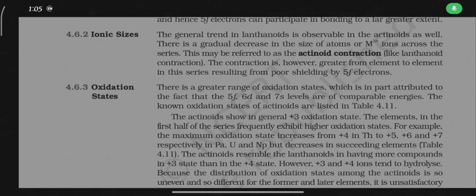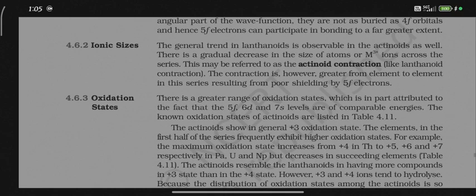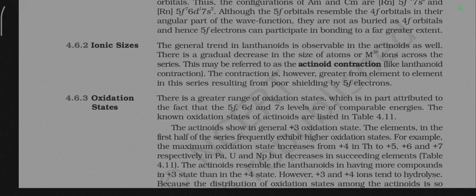The general trend in ionic sizes. The general trend in lanthanoids is observable in the actinoids as well. There is a gradual decrease in the size of atoms or M3+ ions across the series. This may be referred to as the actinoid contraction, like lanthanoid contraction. The contraction is, however, greater from element to element in the series, resulting from poor shielding by 5f electrons.